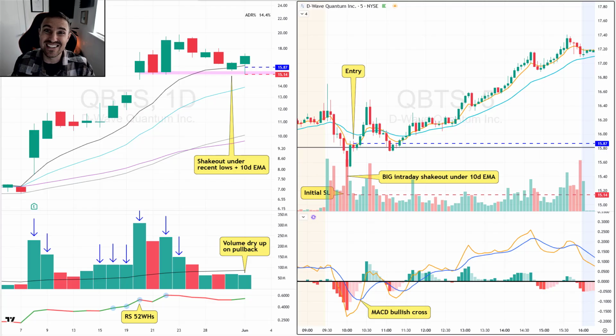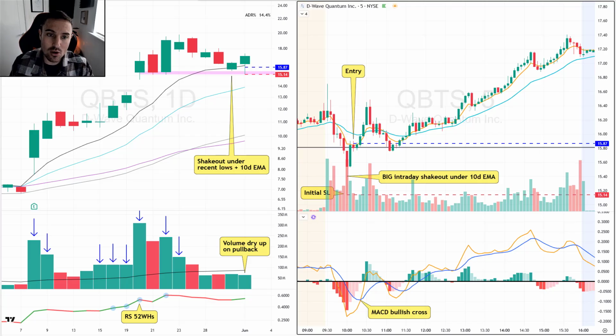What I'm going to do is teach you the In Morello setup for how to enter these leading momentum stocks on pullbacks to key daily moving averages. I really like using the In Morello around the 10-day EMA and/or 21-day EMA for the strongest of the strong stocks in the market, especially if there's an intraday flush, then a reversal like we saw on QBTS.